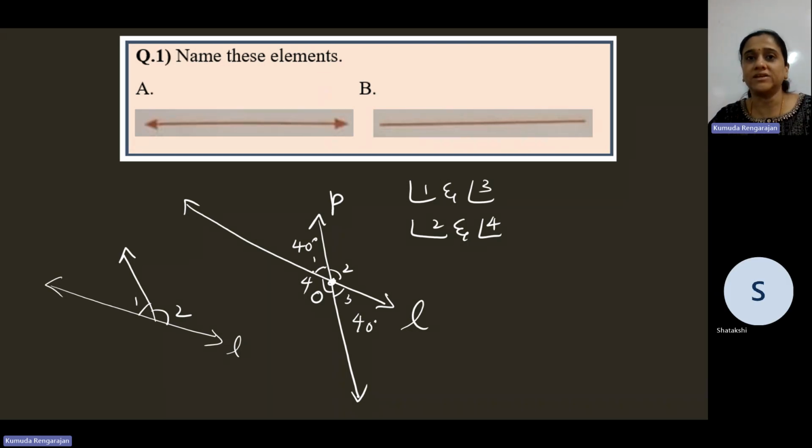Angle 1 is 40 degrees. So angle 2 will be 140 degrees because linear pair of angles are supplementary. Now, we found angle 2. So the measure of angle 4 also will be 140 degrees because vertically opposite angles are equal.